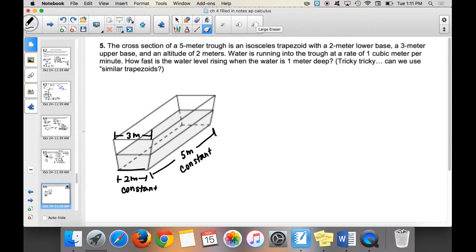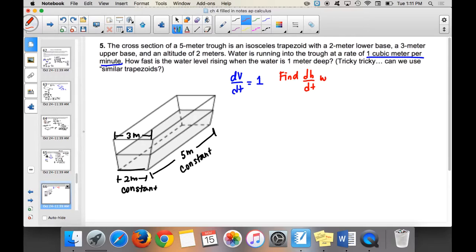Okay, so then water is running into the trough at a rate of 1 cubic meter per minute. So dV/dt is equal to 1. And we want to know how fast is the water level rising, so find dh/dt when h is 1. Okay? So this is going to be my h. So for the whole thing, this would be the h, but for just the water, it's going to be right there. So it gets a little confusing because we always talk about the trapezoid of the water and then the trapezoid for the whole shape.